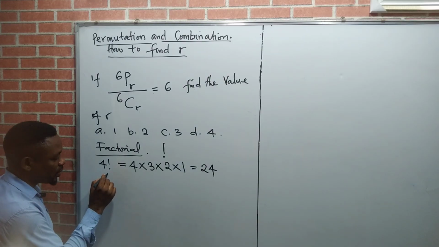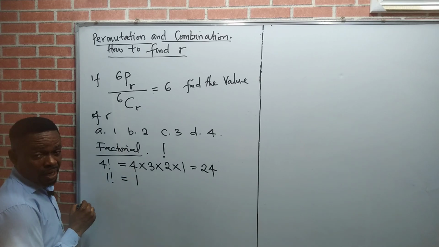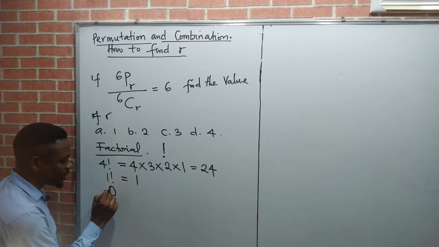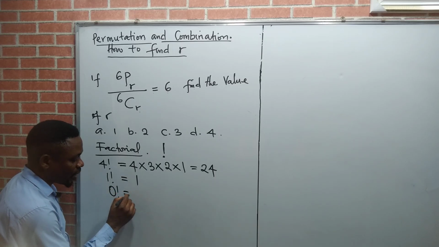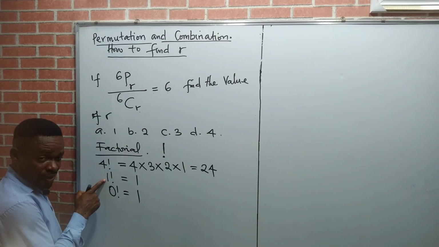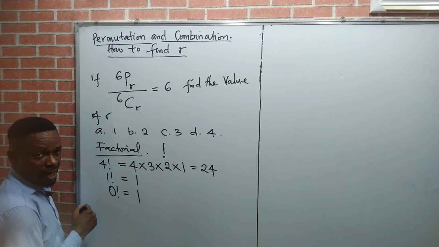So next, let's move to 1 factorial. The word 1 factorial is just 1. Are you with me now? Then there is another key I want you to understand, and that is called 0 factorial. Conventionally, 0 factorial is also 1. So that is to say 1 factorial and 0 factorial, the values are the same. Are you with me now?